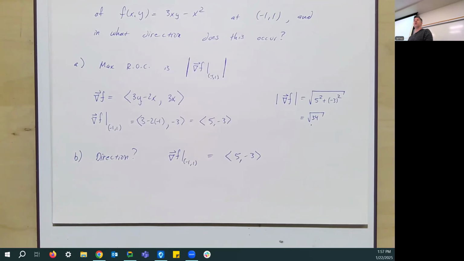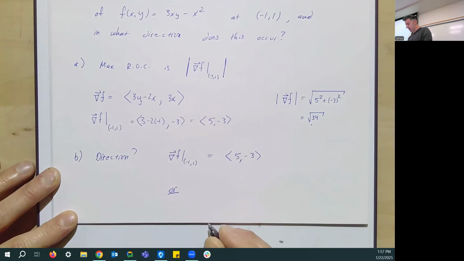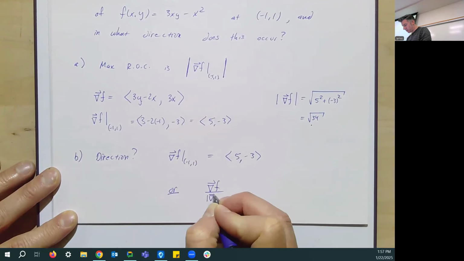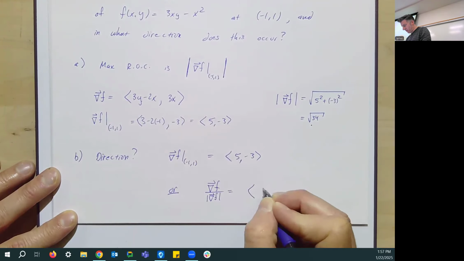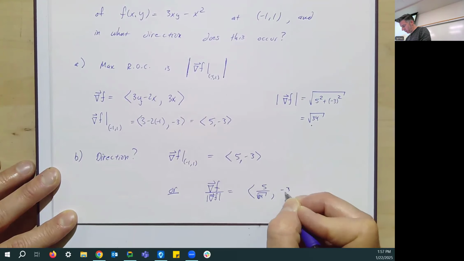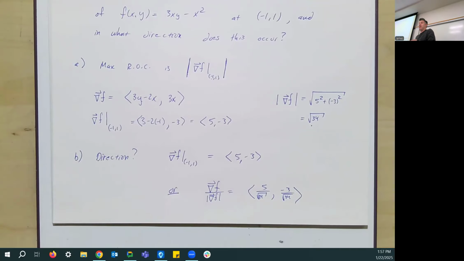So what they usually have you do, if they ask for the direction, is they almost always want you to give the direction vector as a unit vector. That might not be the case for your instructor, so you should definitely make sure you know what they want. But we could say the direction is that, or it might be more correct to say it's the gradient of f divided by its own magnitude, which in this case would be 5 over root 34, comma, -3 over root 34. Both of those vectors point in the same direction.